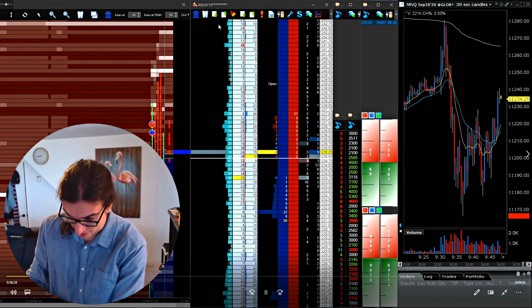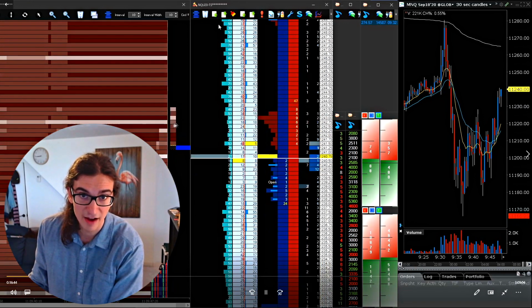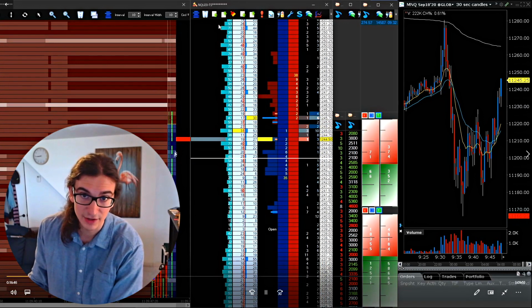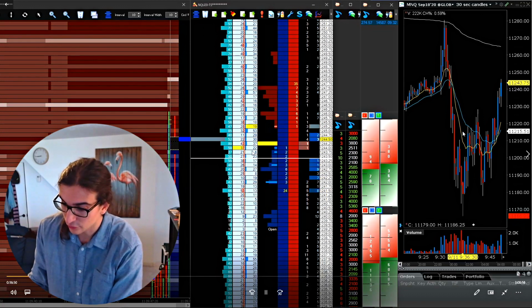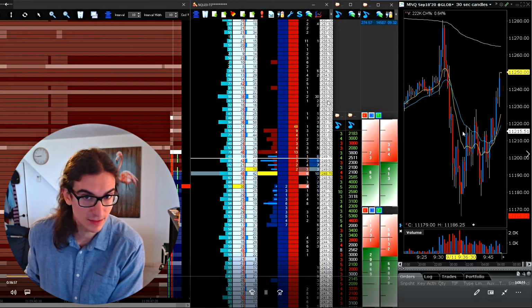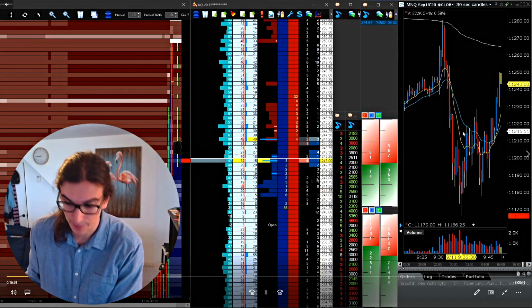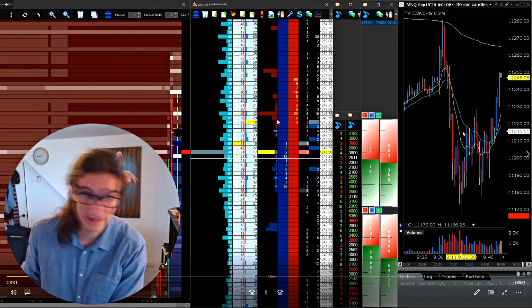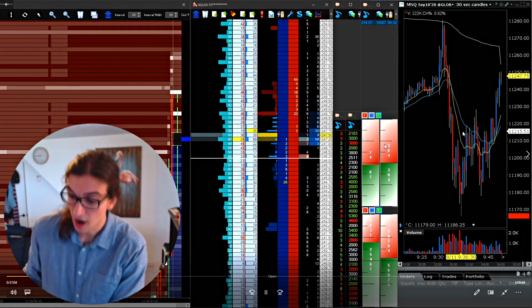But at the end of the day, the level 2 feed is not as important as some may think it is. You saw right there, and over here is a heat map. It's showing above average orders that are sitting on the offers, and you can see they're getting taken out like cake. Just because you see a big order on the offer does not necessarily mean there's resistance. Just because you see a big order on the bid does not necessarily mean that somebody is supporting the price.